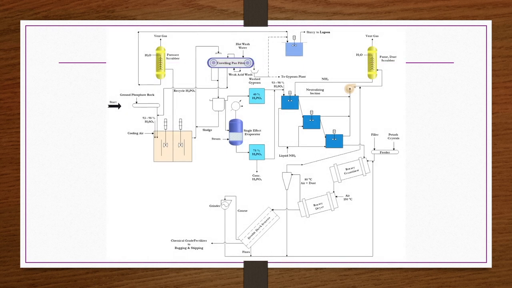Now we see the flow sheet here, showing how to obtain concentrated phosphoric acid using the wet process where strong sulfuric acid leaching takes place. The phosphate rock is ground to 200 mesh and then taken to a reactor, to which strong sulfuric acid, 93% to 98% pure H2SO4, is added along with recycle phosphoric acid. This recycle phosphoric acid helps the material get into the reactor comfortably.